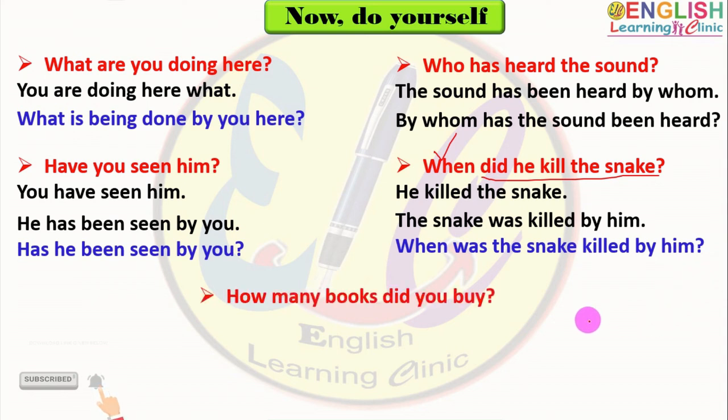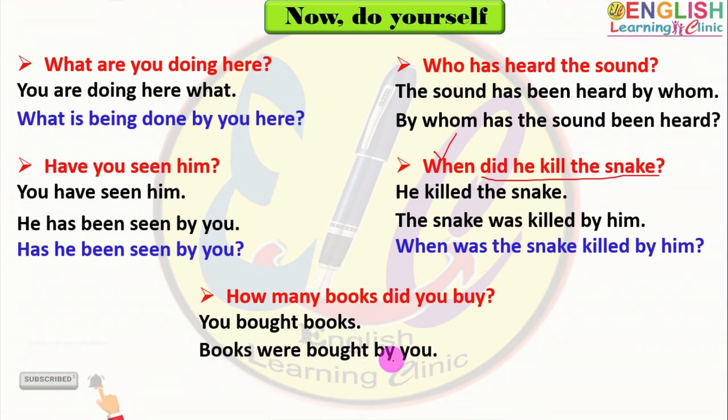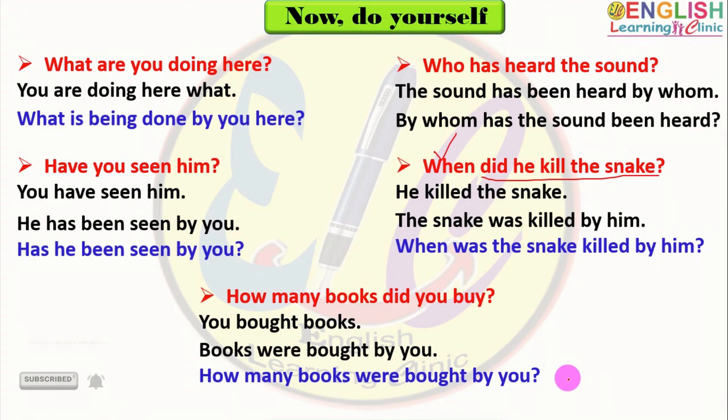Another. How many books did you buy? Put aside the WH word first. Make the rest part assertive. You bought books. Change the voice. Books were bought by you. Again, make it question with the WH word at the beginning of the sentence. How many books were bought by you?